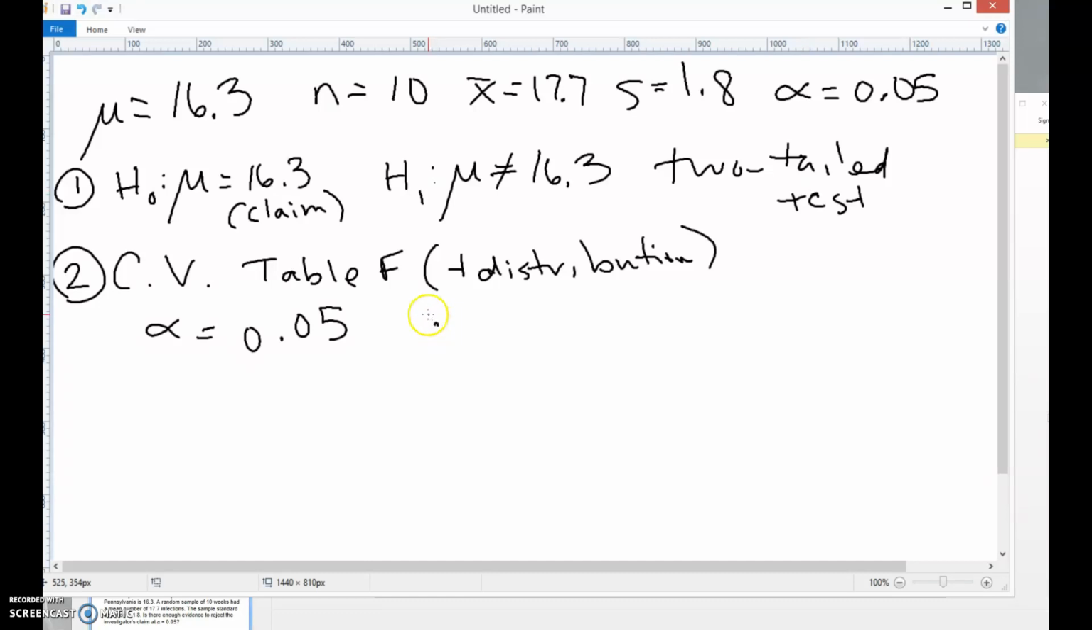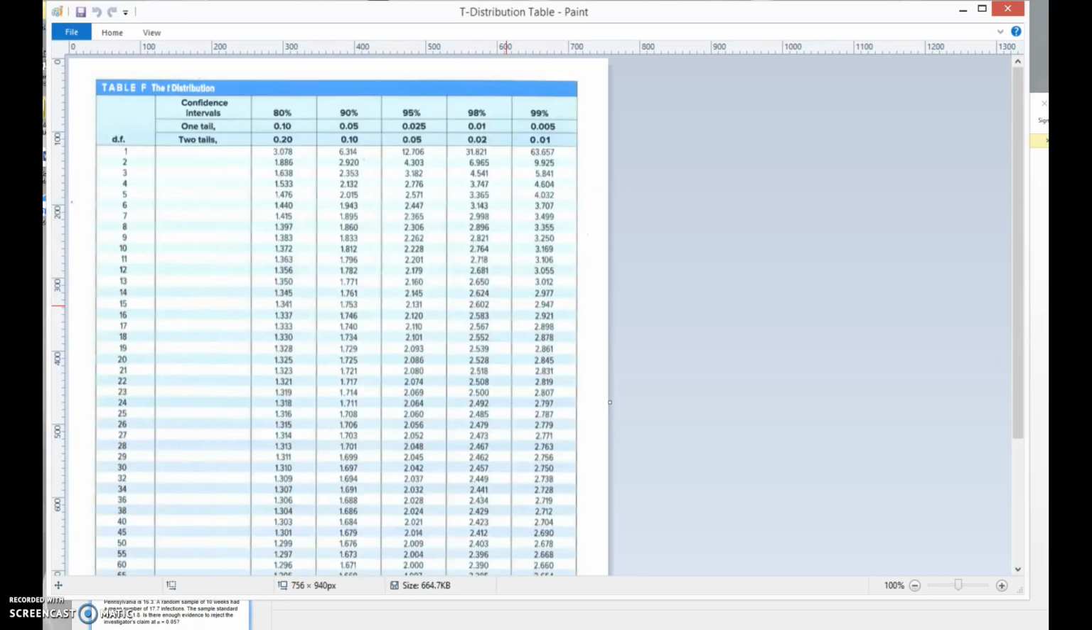And a degree of freedom of 9. Going to my chart, I'm going to see that I'm looking for an alpha of 0.05, two-tailed. Degree of freedom was 9. So we're looking at 2.262, but it's two-tailed, so I'm going to use that negative value, too.